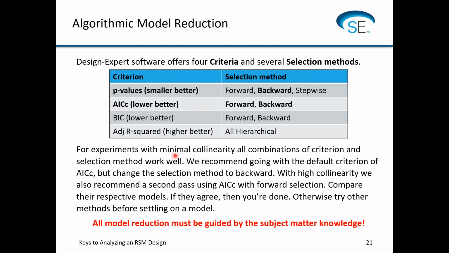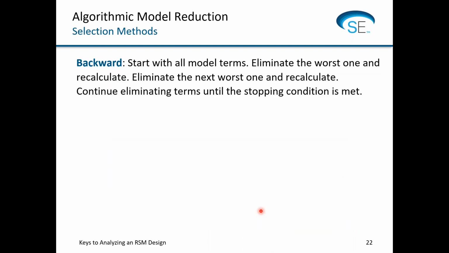All of these methods are going to work well if you have a design that has little correlation, or collinearity, we call it. If your design has more correlation, then we're going to recommend actually doing a few of these, trying them, and comparing the different models and seeing if the results differ. The selection methods are backward and forward and then stepwise. Again, bear with me, I will demonstrate these.